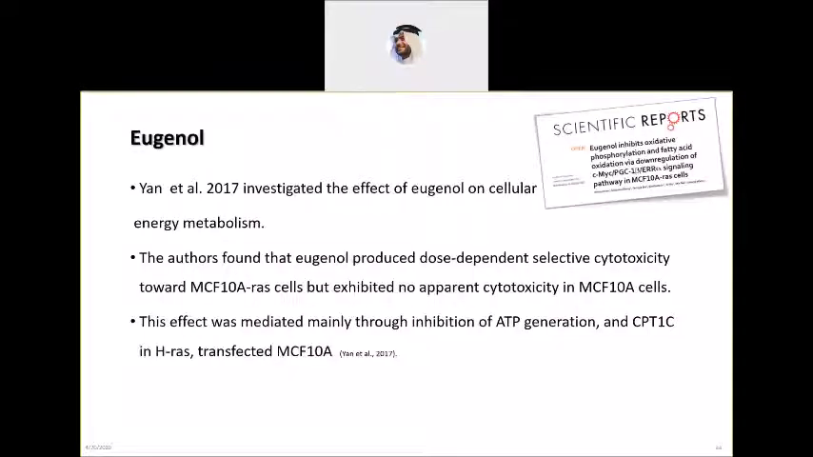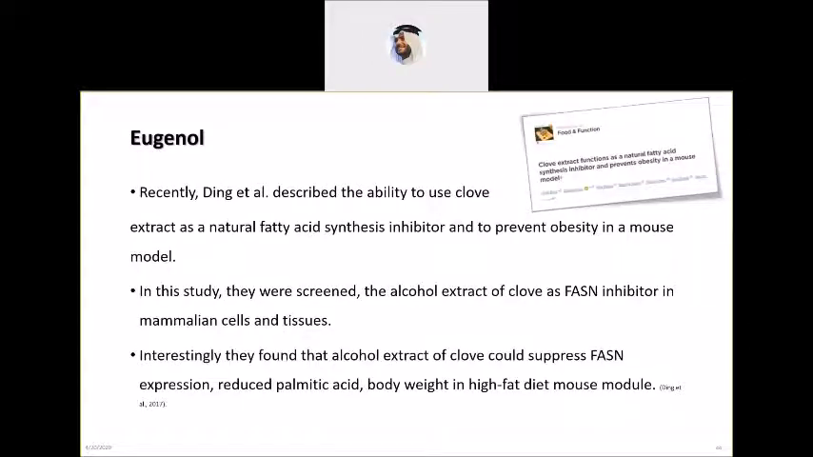as well, and breast cancer. In 2007, a study investigated the effect of eugenol on cellular energy metabolism, and the authors found that eugenol produced a dose-dependent selective cytotoxicity toward MCF10A HRAS-transfected cells, but exhibited no apparent cytotoxicity to MCF10A cells. This effect was mediated mainly through the inhibition of ATP generation and CPT1C in HRAS-transfected cells, not MCF10A cells.